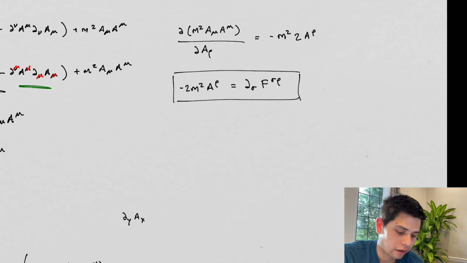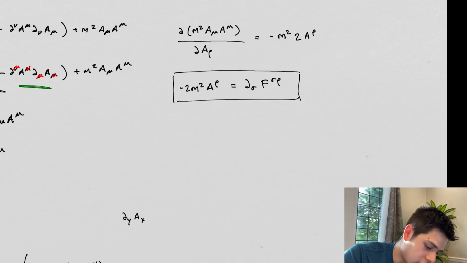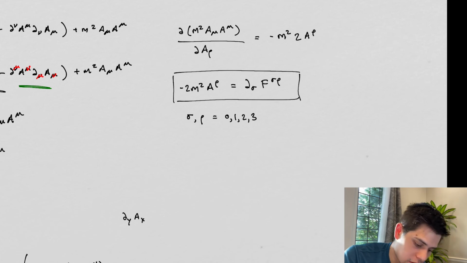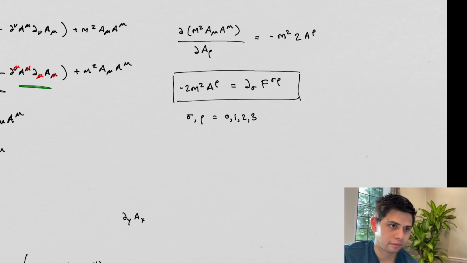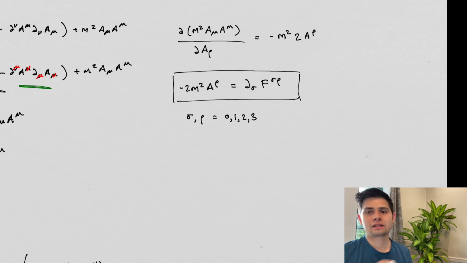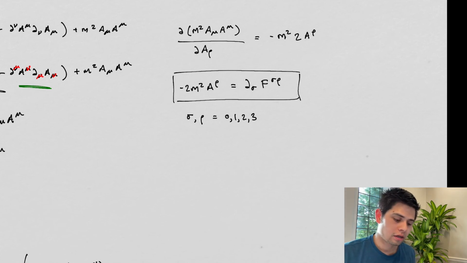I just want to recall that sigma and rho go from 0, 1, 2, and 3. There's a lot to this, and I think I'll stop here. We've at least gotten to a place where we know what the equation of motion is for our Proca Lagrangian. Again, this is in the free case, no interactions yet. And this is kind of perfect timing, I'm almost coming up on 30 minutes.